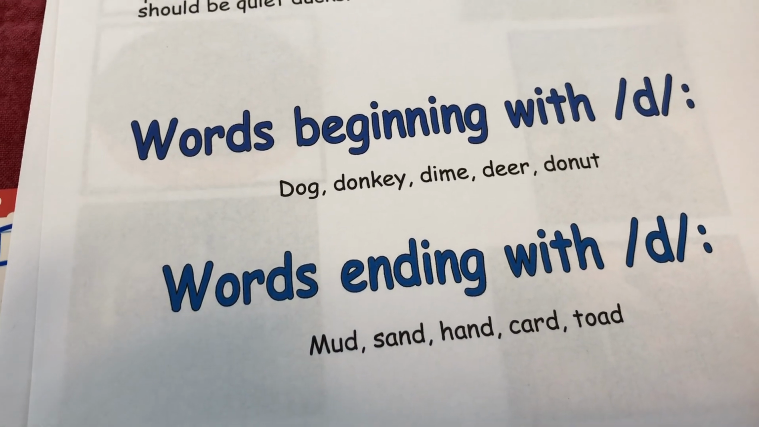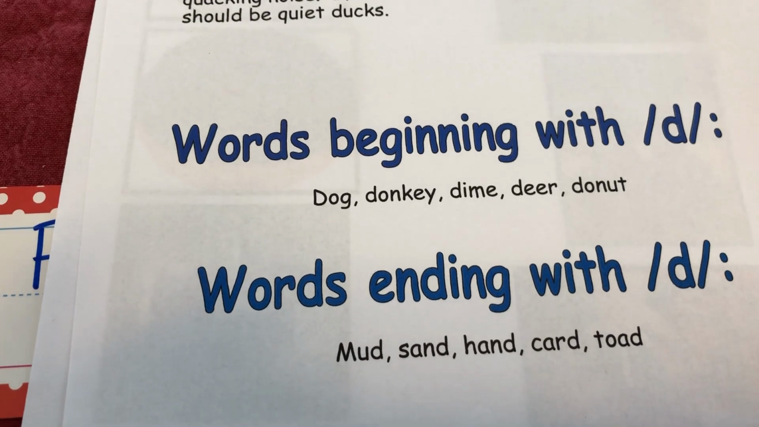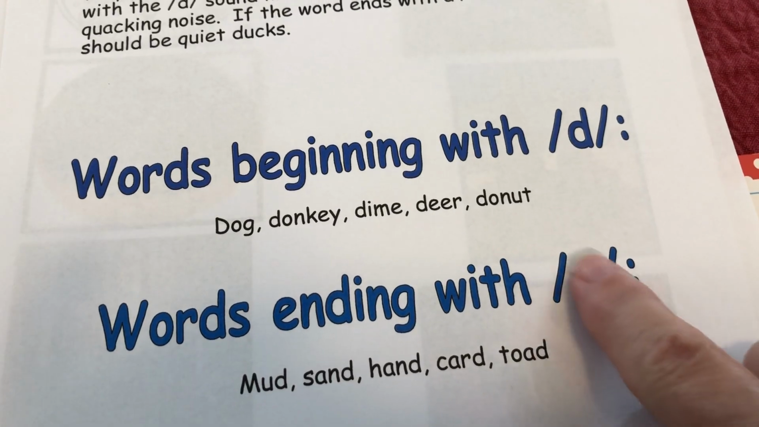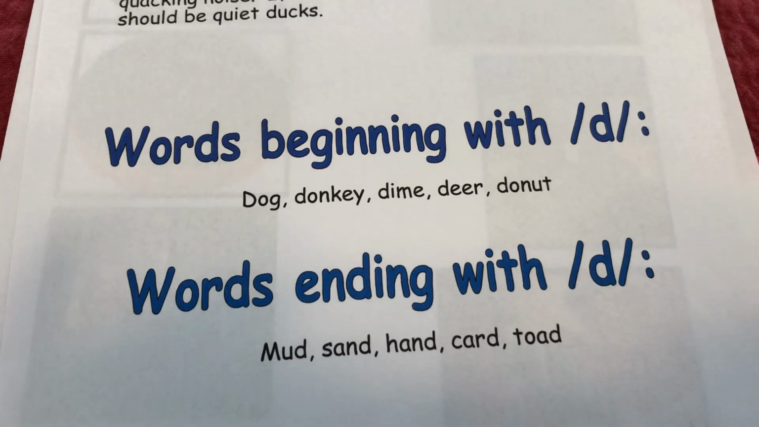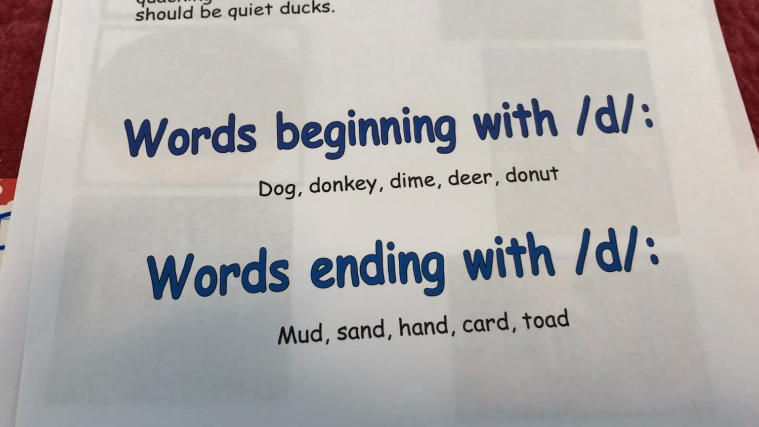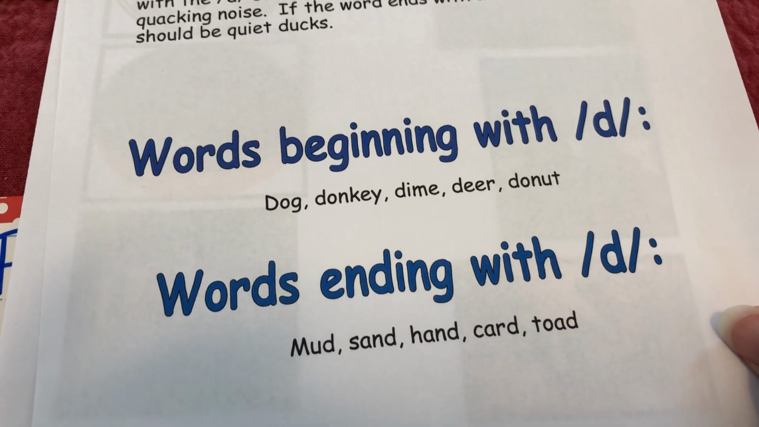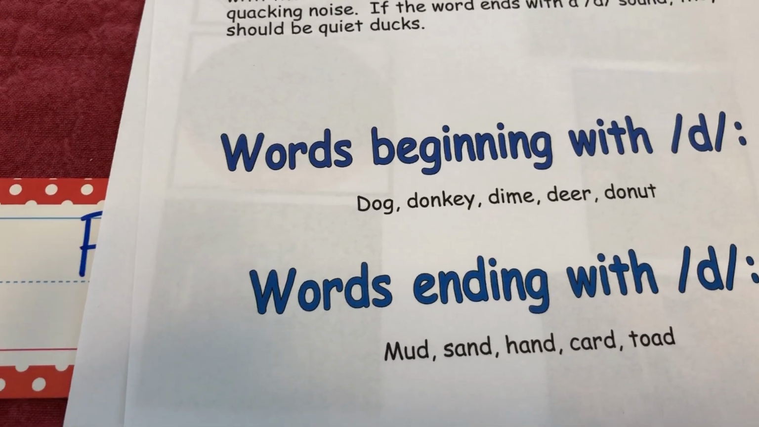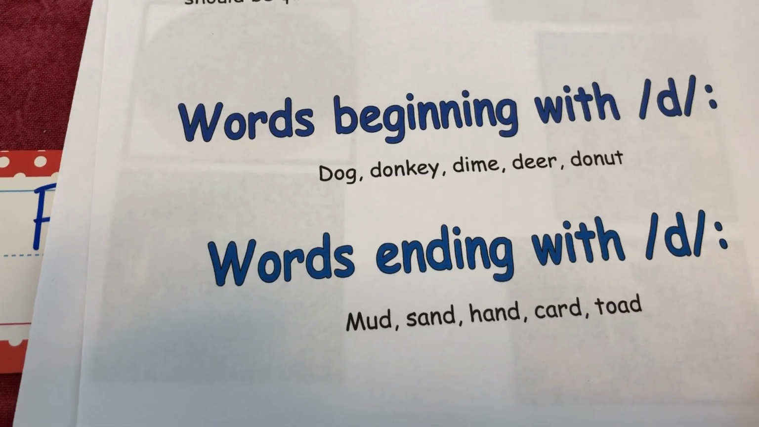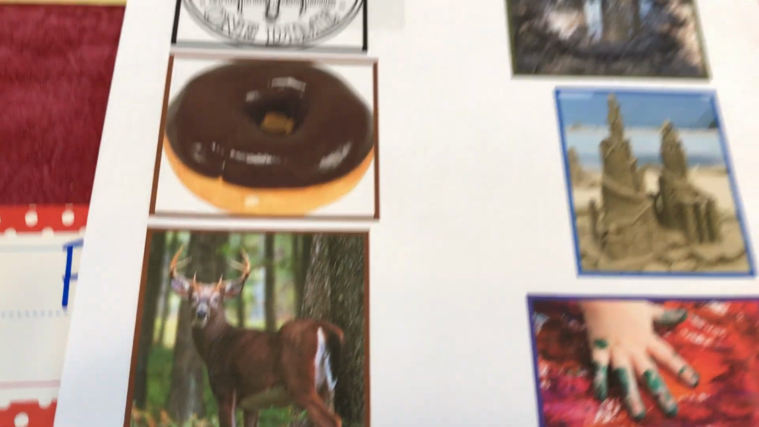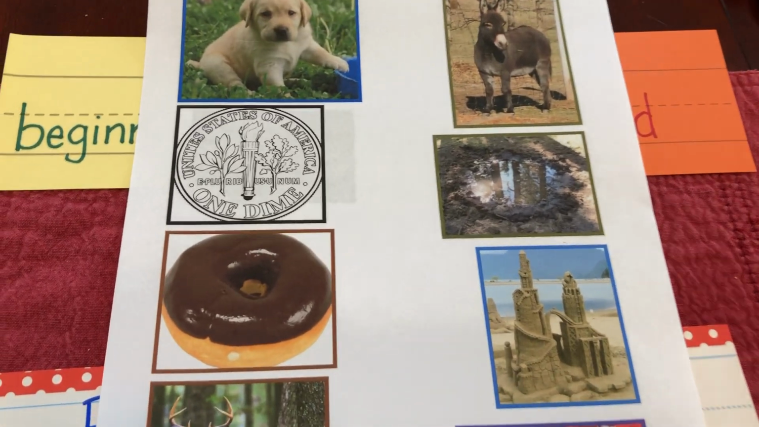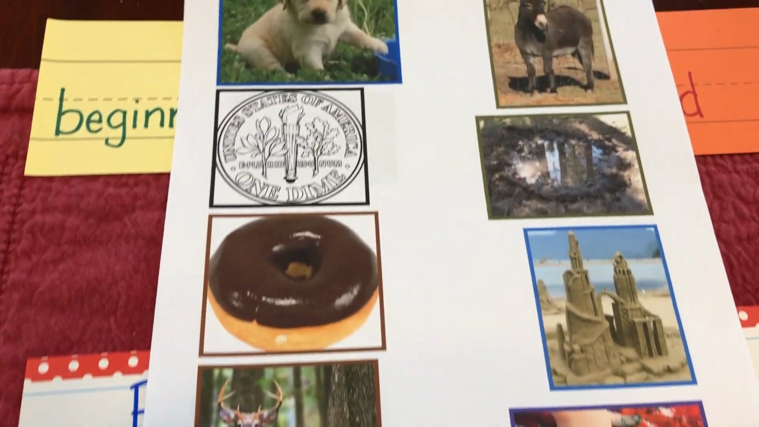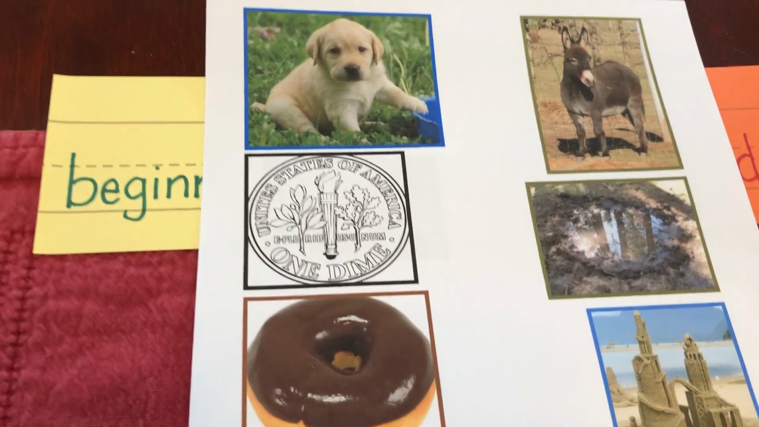And words ending with D would be, or duh, I should say duh, not D. Words ending with D, that's the sound. When you see something like that, it's indicating the sound. Words ending with D: mud, sand, hand, card, toad, and I have over pronounced it so that you could really hear it. And if you have pictures of things, that's even better because you want this to be a listening activity, not a spelling activity per se. There's the dog, dime, so forth.